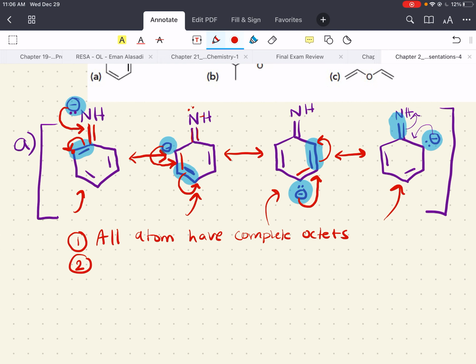All right, do any of them not have formal charges? Do any of these resonance forms not have formal charges? Well, all of them have formal charges. They have a negative charge.